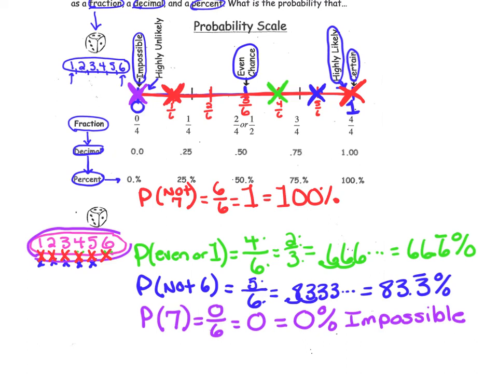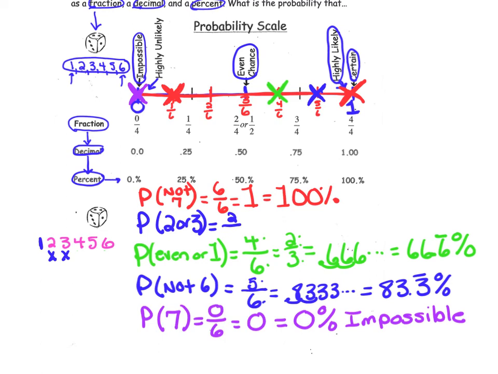Okay, let's do one more, and that will conclude this lesson. Here we go. What's the probability of rolling a 2 or a 3 on a single roll? Keep in mind our list of outcomes. 2 would be considered as a success, and so would 3. That's a 2 out of 6 chance, or 1/3.